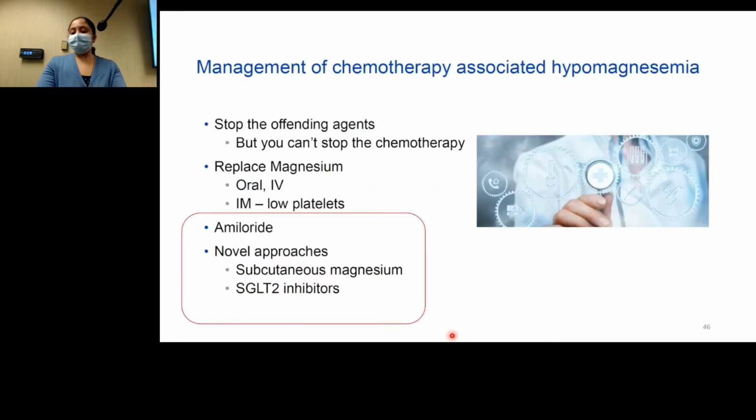Then other novel approaches are subcutaneous magnesium pump and SGLT2 inhibitors. And then amiloride, as we know, the potassium sparing diuretic, can also be given, but it's an off-label use.